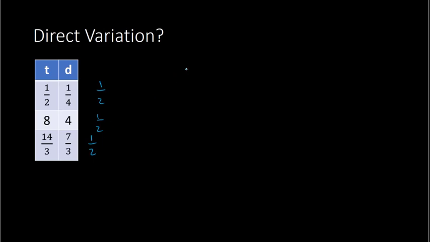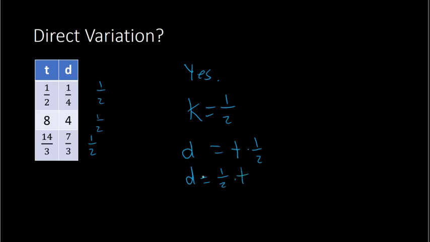So this is a direct variation. Yes, it's a direct variation. The constant is 1 over 2, and my equation is I take t and multiply by 1/2 to get d. So I can write this as t times 1/2, or d equals 1/2 times t. Same thing. So that is how you work with tables.